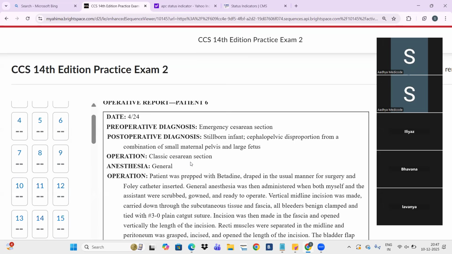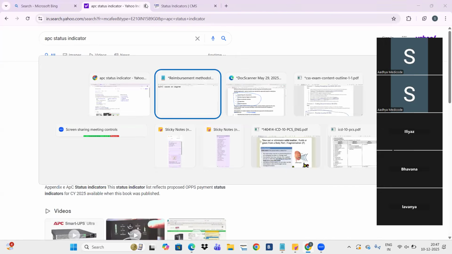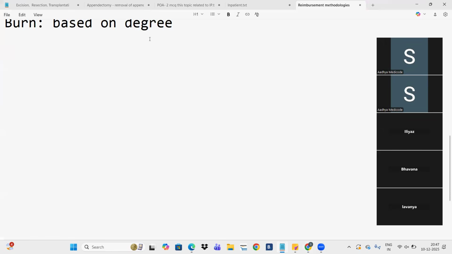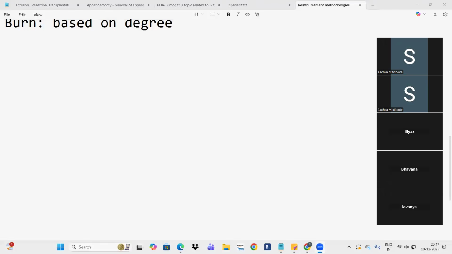Okay? Based on the documentation, we need to go. Now, is the PDX selection clear? Yes or no? Yes, sir. Thank you guys. Next concept.